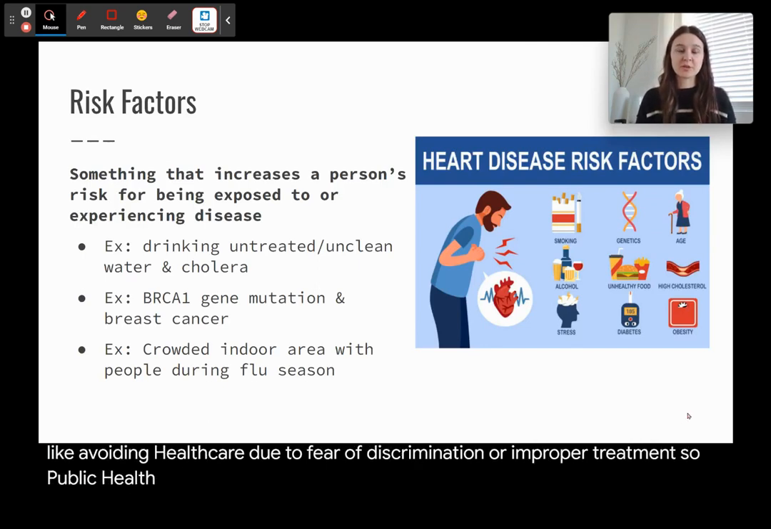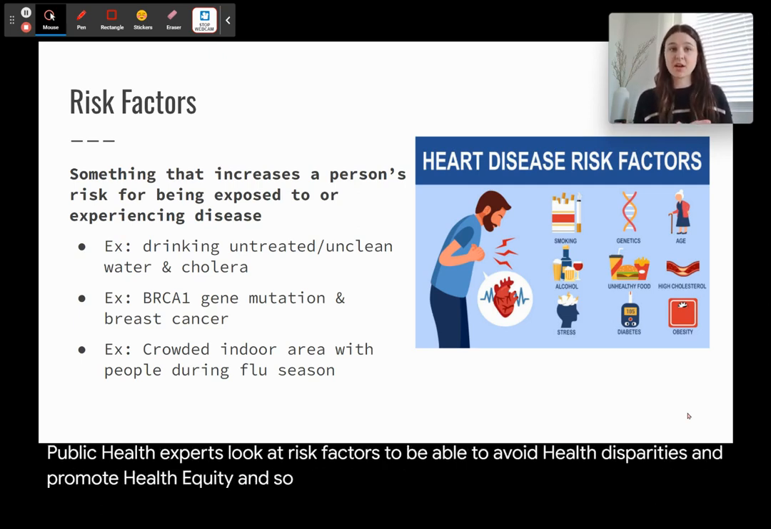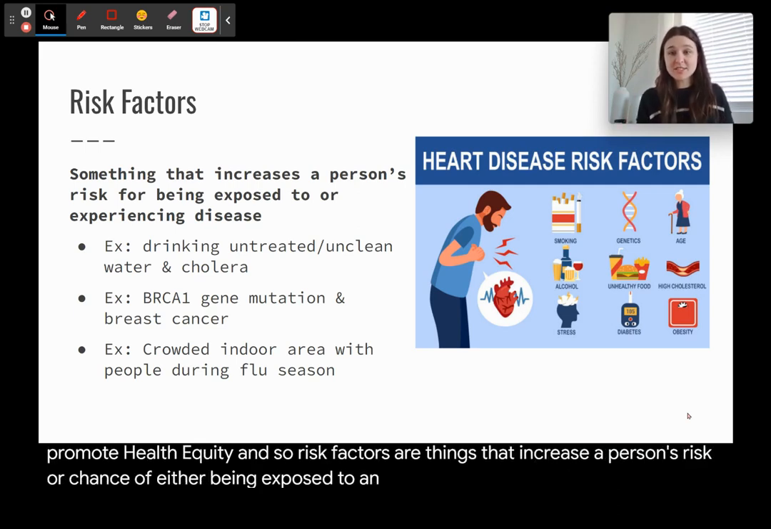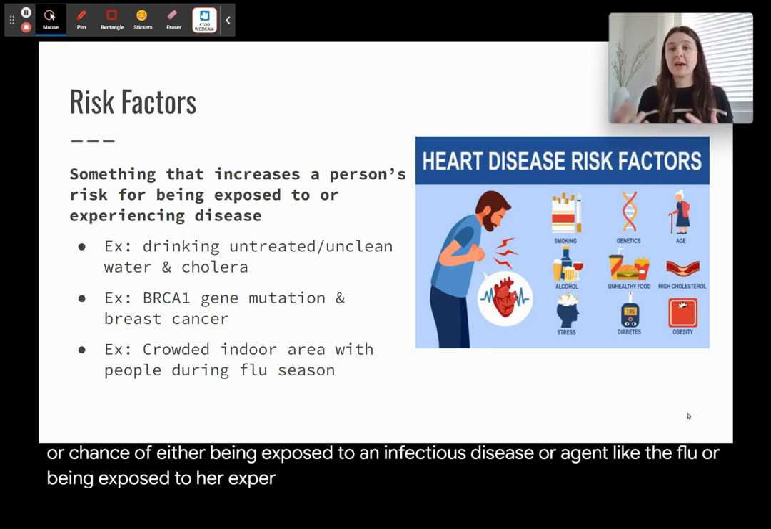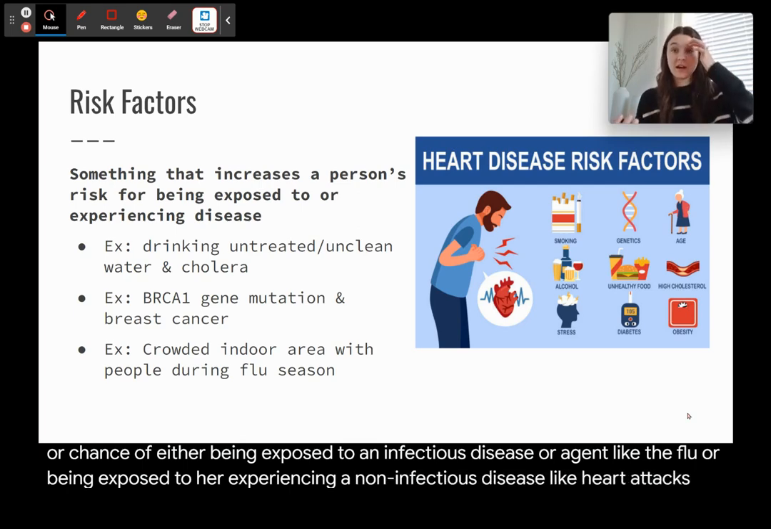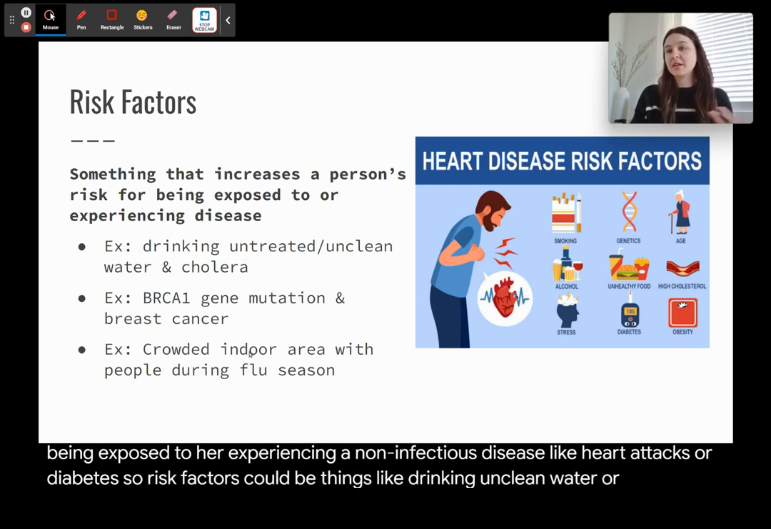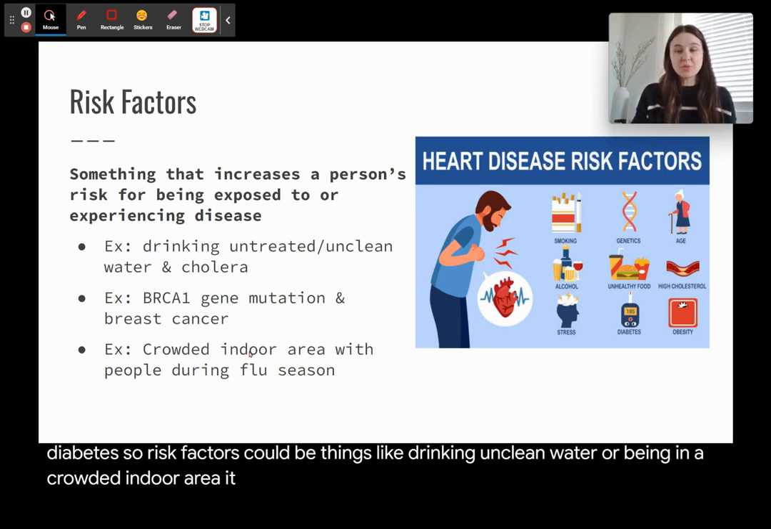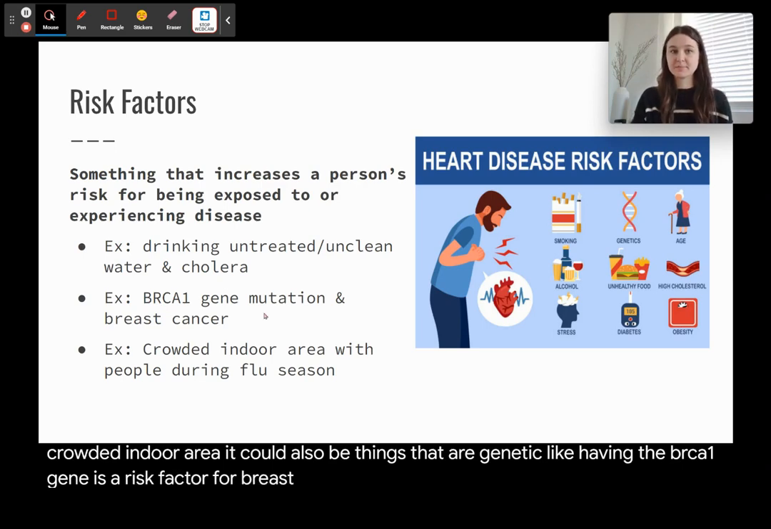So, public health experts look at risk factors to be able to avoid health disparities and promote health equity. And so, risk factors are things that increase a person's risk or chance of either being exposed to an infectious disease or agent like the flu, or being exposed to or experiencing a non infectious disease like heart attacks or diabetes. So, risk factors could be things like drinking unclean water or being in a crowded indoor area. It could also be things that are genetic, like having the BRCA1 gene is a risk factor for breast cancer.